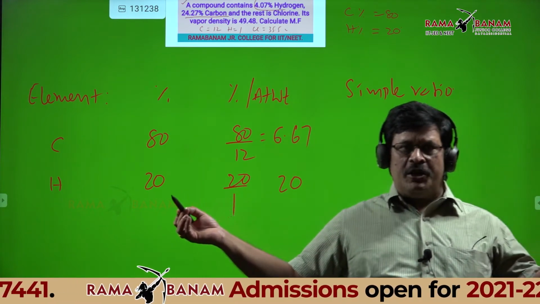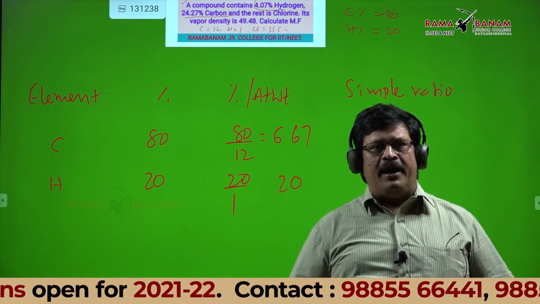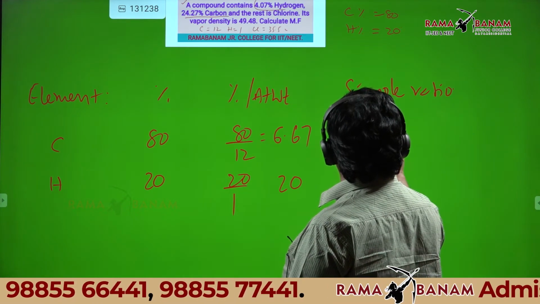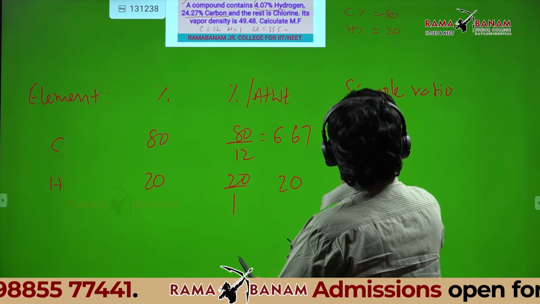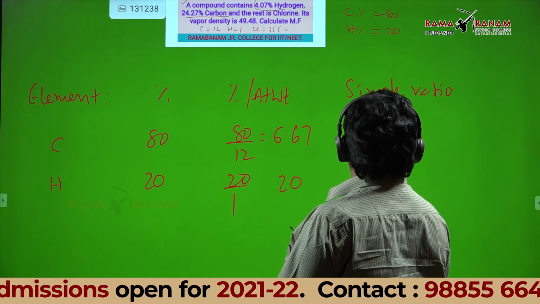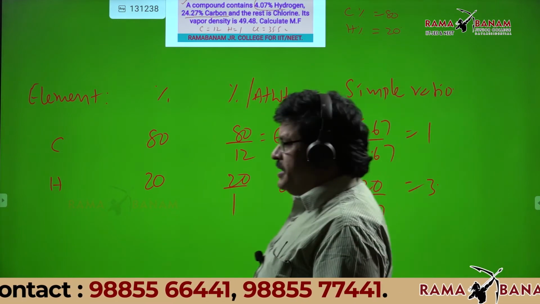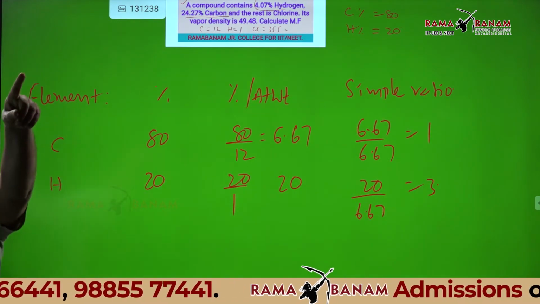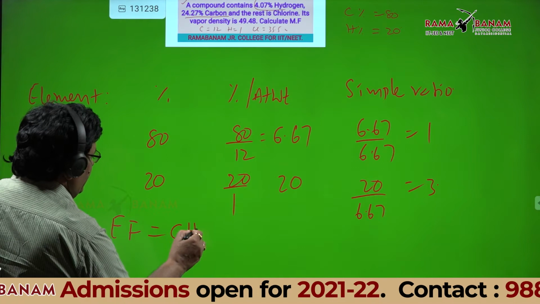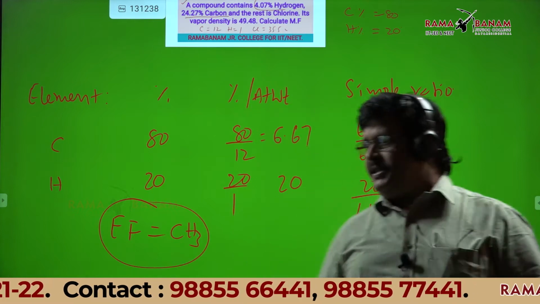How do we get the simple ratio? Of these numbers, take the minimum and divide all of them by that number: 6.67 by 6.67 and 20 by 6.67. This is 1, this is 3. So this simple ratio indicates there is 1 carbon atom and 3 hydrogen atoms. So the empirical formula of the compound is CH3. Is it okay, students? Yes, sir.